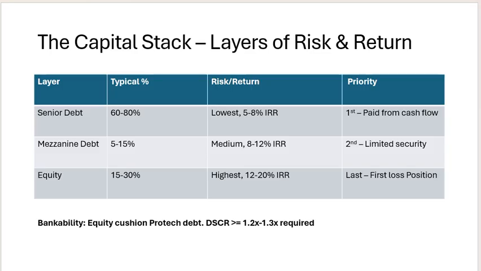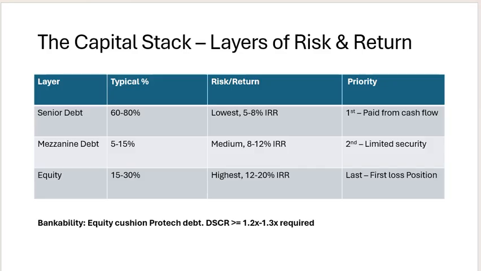So equity is 15 to 30%, and the risk is very high, guys, and the return is 12 to 20% IRR. And last, the first loss position. It is given the loss of profitability, but the first loss position will firstly bear the loss. Then for bankability, equity cushion protects the debt, and a debt service reserve account of 1.2 to 1.3 is required.